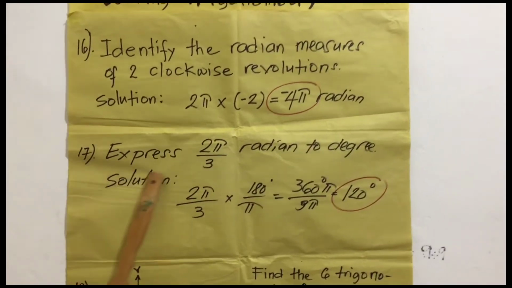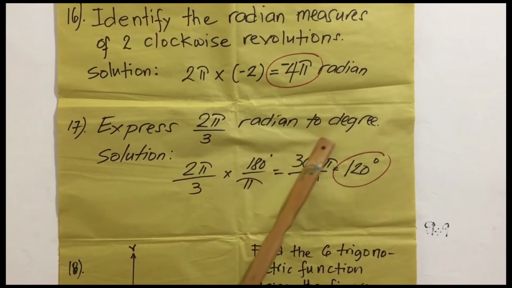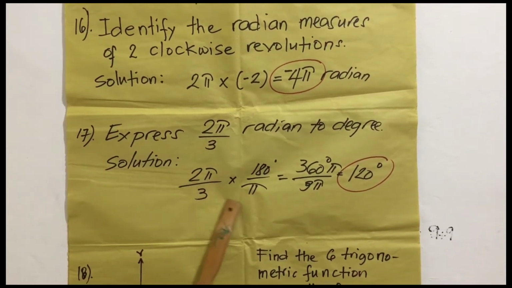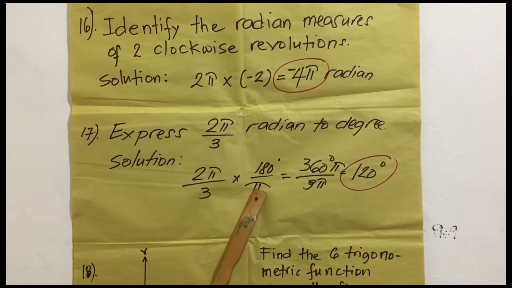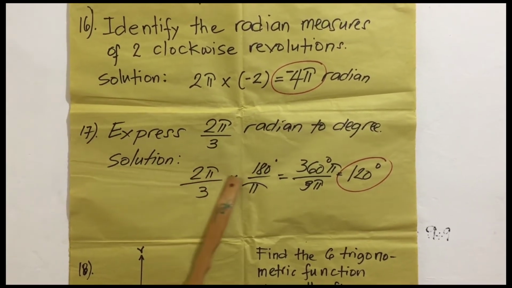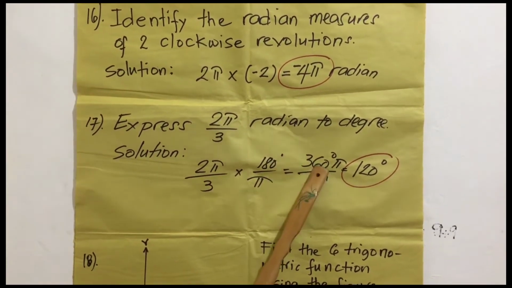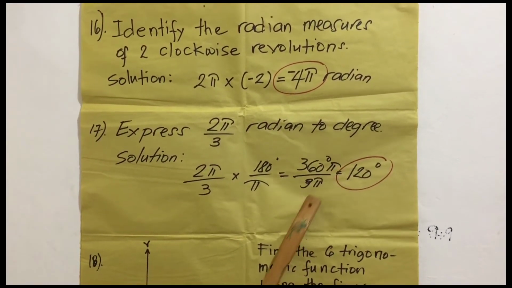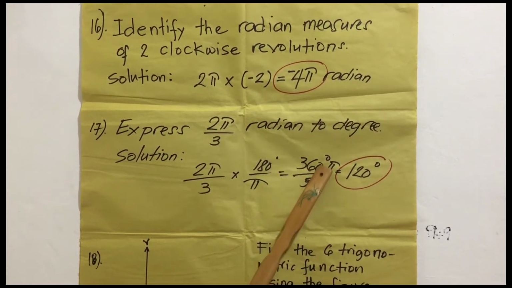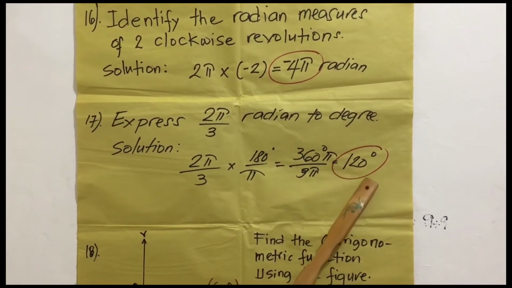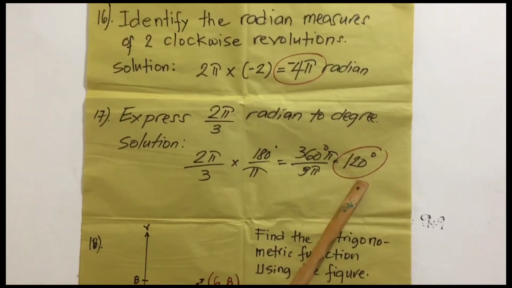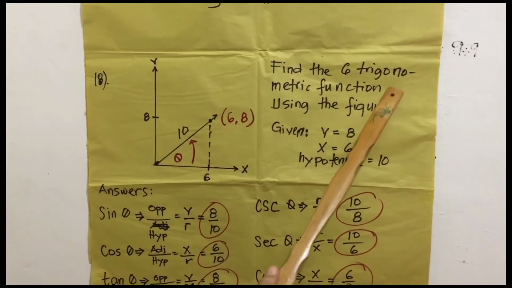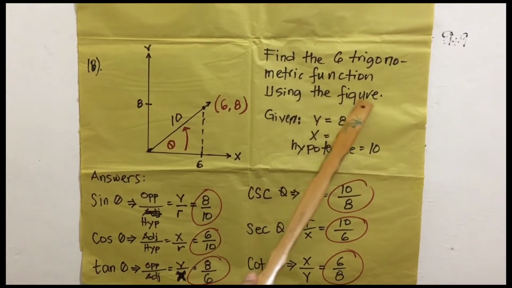Number 17, express 2 pi over 3 radians to degrees. Our solution, 2 pi over 3 times 180 degrees over pi. Then 2 pi times 180 degrees equals 360 degrees. Then 3 times pi equals 3 pi. Then we're going to cancel the pi. Then 360 degrees divided by 3, we have 120 degrees. This will be our answer. Okay, next number 18. Find the 6 trigonometric functions using the figure.